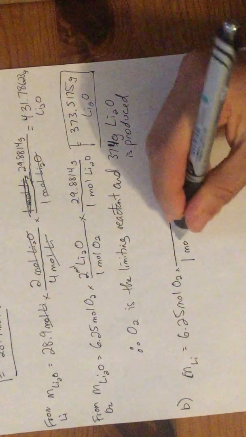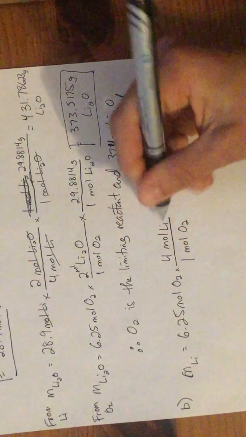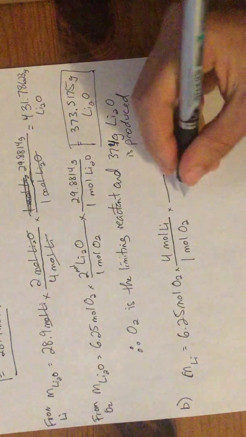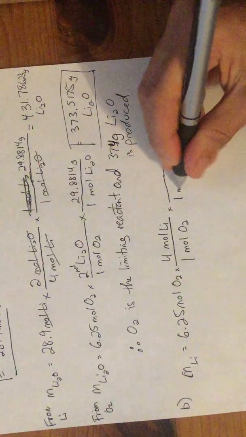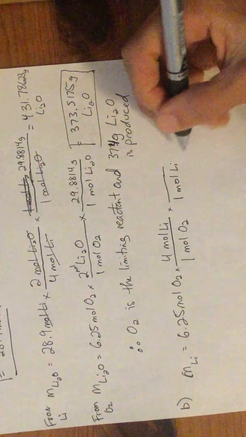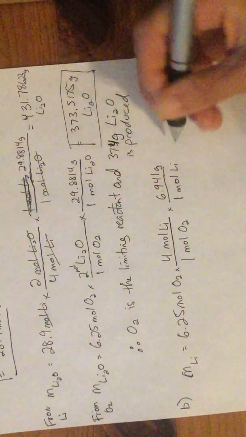We're going to be putting down, so we have 1 mole of oxygen for every 4 moles of lithium. And then just as before, we're going to make sure that we have our mass up here. So we have 1 mole, so our molar mass, and the mass of lithium is 6.941 grams.